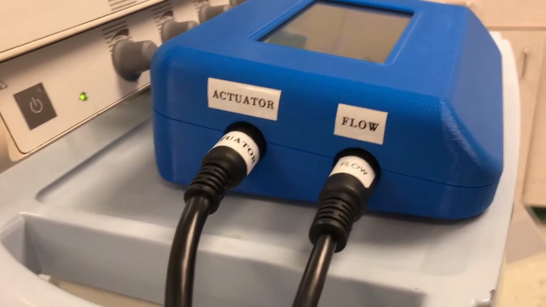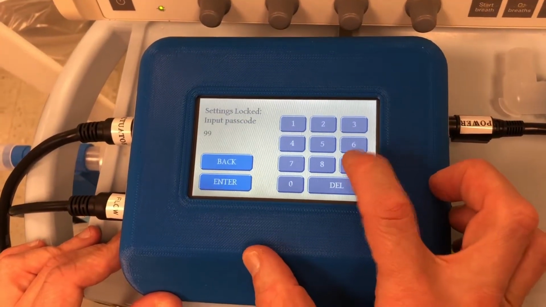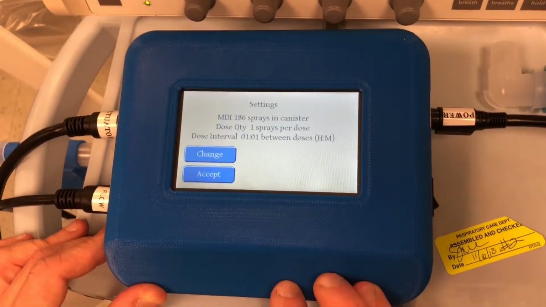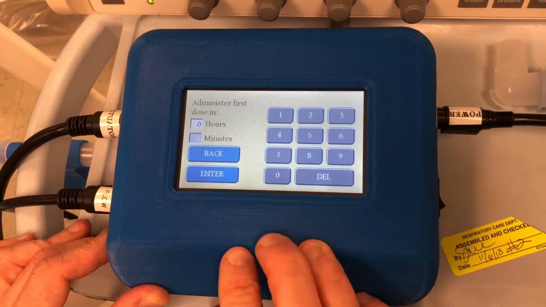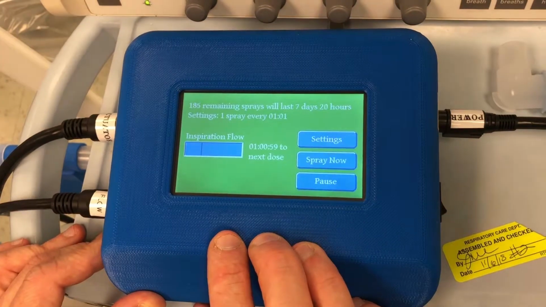Power cords as they insert into the controller. Controller with touchscreen and passcode protected software. Demonstration of the flow sensor.